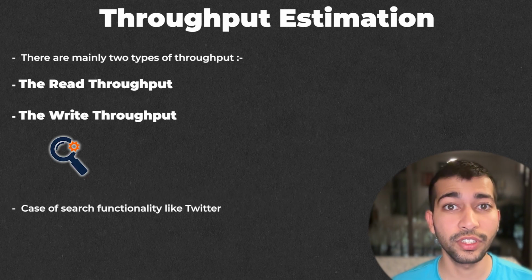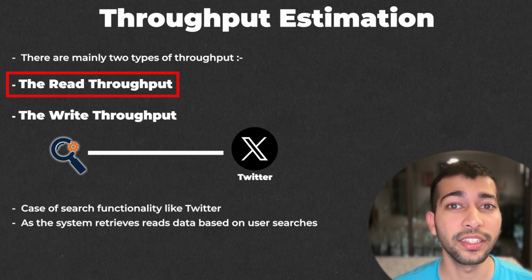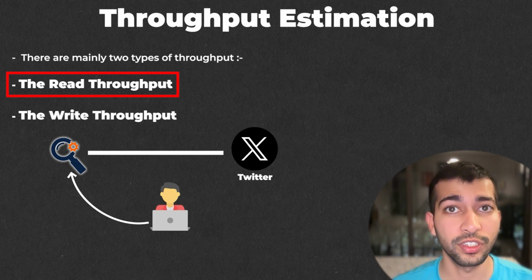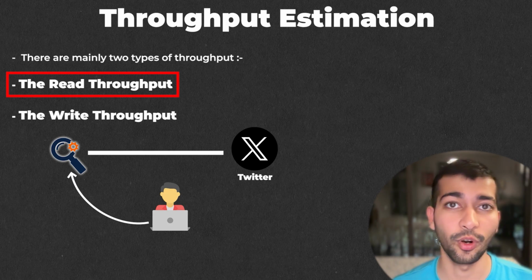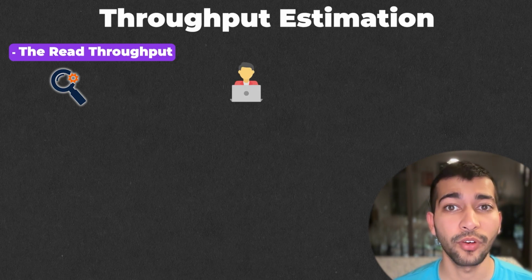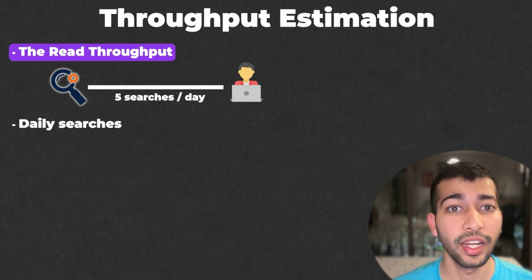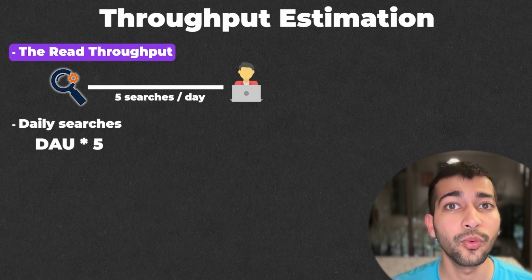In the case of search functionality like Twitter, we are primarily concerned with the read throughput, as the system reads data based on user searches. So let's say a user tries to search for something, they are trying to read from our system. So let's calculate the read throughput for search operations. Let's assume each user performs 5 searches per day. So daily searches would be daily active users times 5.